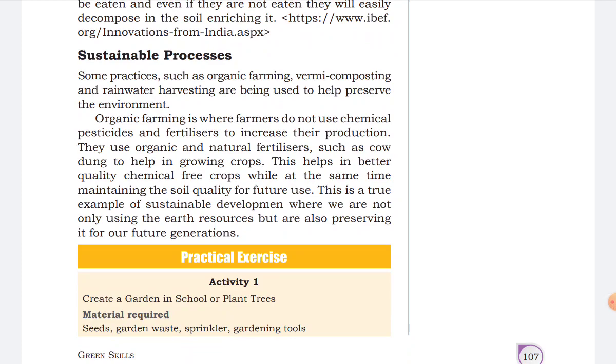Sustainable process. Some practices such as organic farming, vermicomposting, and rainwater harvesting are being used to help preserve the environment. Organic farming is where farmers do not use chemical pesticides and fertilizers to increase their production. They use organic and natural fertilizers such as cow dung to help in growing crops. This helps in better quality, chemical-free crops while at the same time maintaining the soil quality for future use. This is a true example of sustainable development where we are not only using the earth's resources but are also preserving them for future generations.